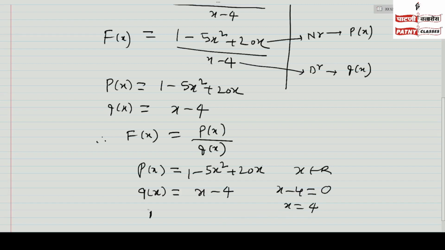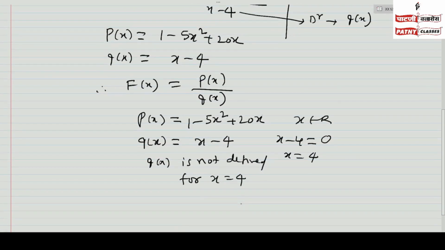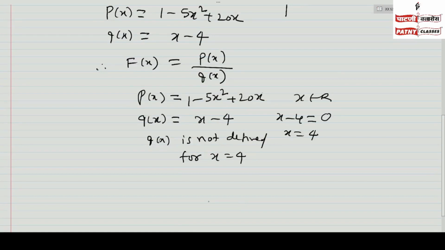That means q of x is not defined for x equals 4, but q of x is defined for every other value. Q of x is not defined for x equals 4. Therefore the only one point of discontinuity is x equals 4.